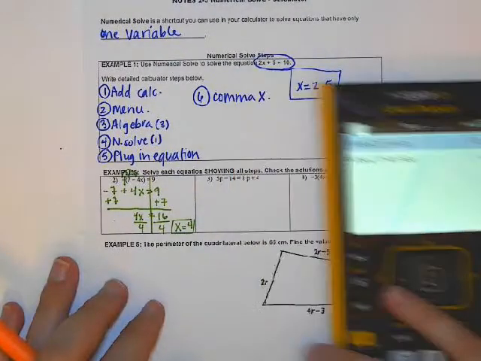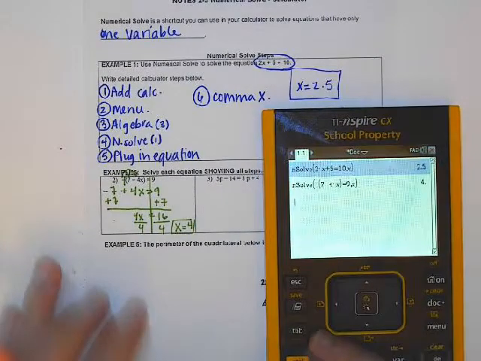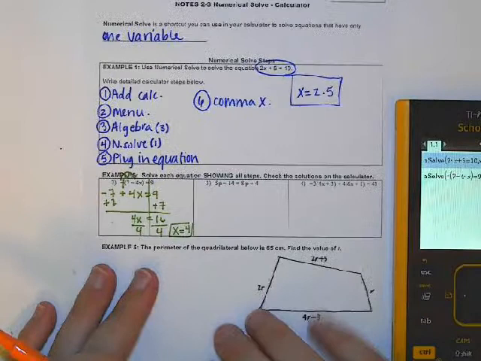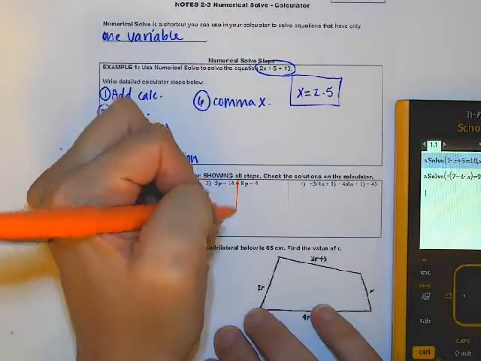Okay, number 3. InSolve first or last? Last. Okay, let's do it. So let's do the problem first, and then we'll do InSolve last. Either way, you're doing it.